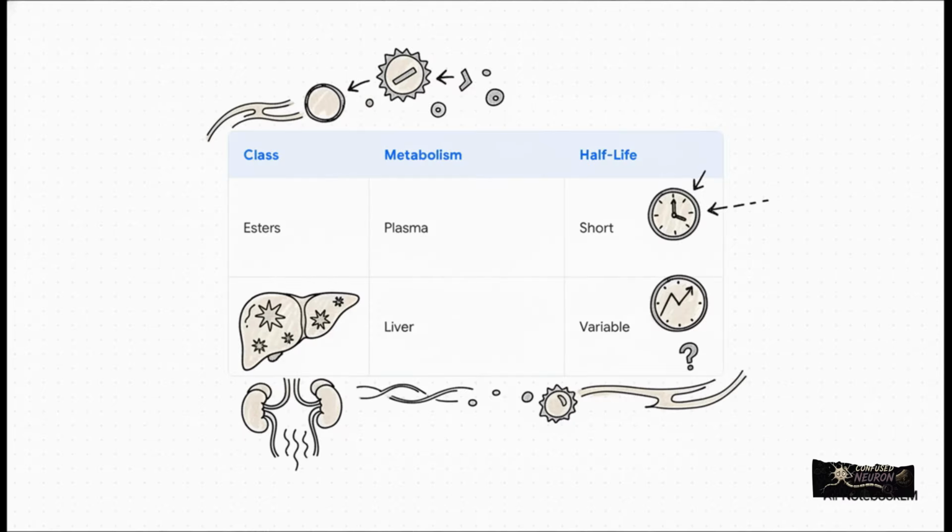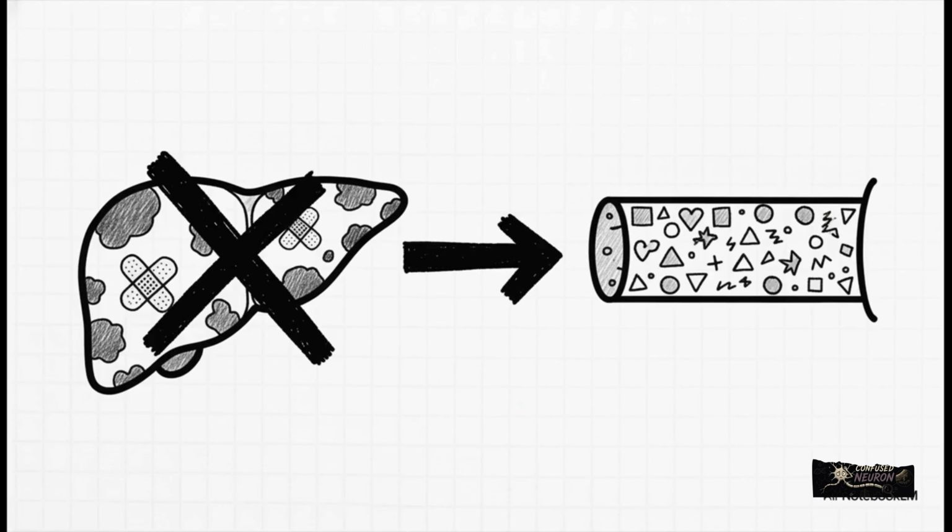Amides, on the other hand, are a totally different story. They have to travel all the way to the liver to be metabolized by hepatic isozymes, which means their half-life is highly variable. And you know, imagine I'm highlighting this next point in bright red on the board because it's absolutely crucial.